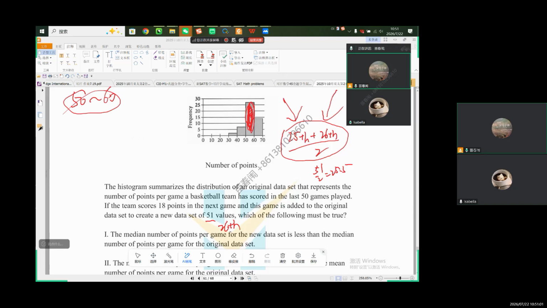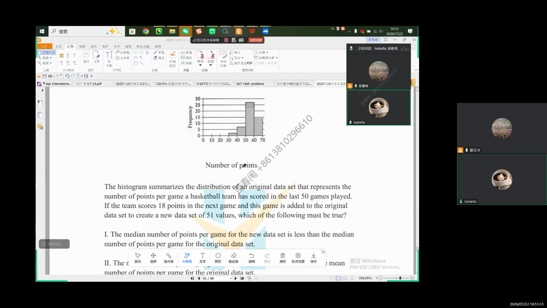Wait, how do we know if it's in chronological order though? What if it's like 1, 2, 25? I don't know, like 30. Oh, you mean 60. How do we know? It's the frequency.